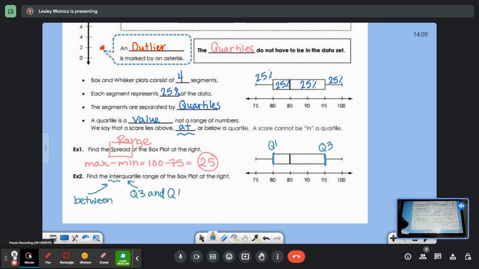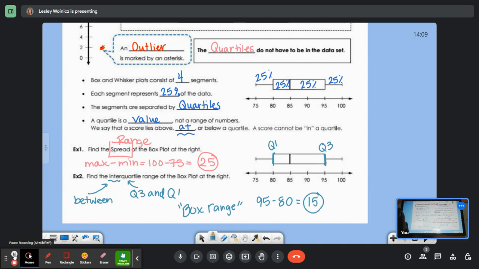So when I see interquartile range or IQR, what I think of is like box range. So it's just the big end of the box minus the little end of the box. Right? So 95 minus 80, which is 15.